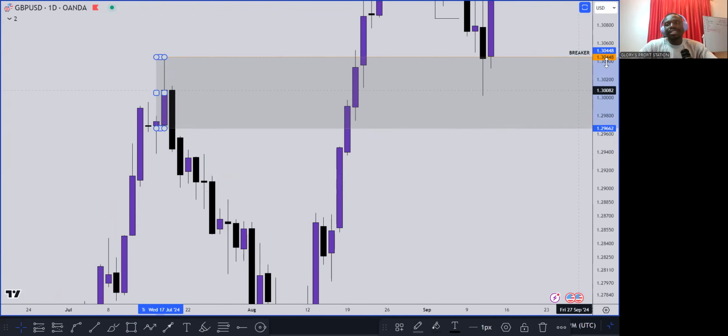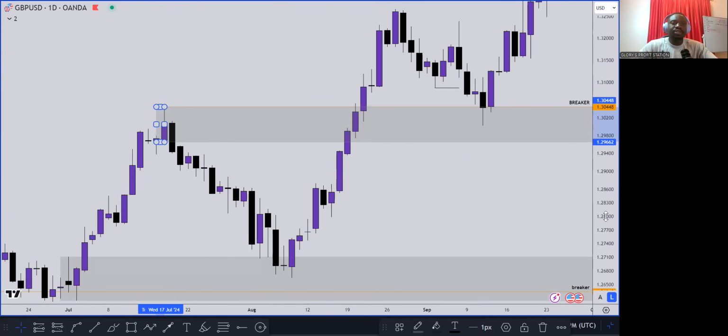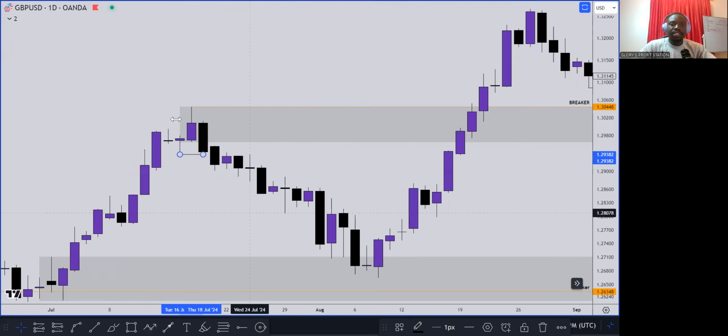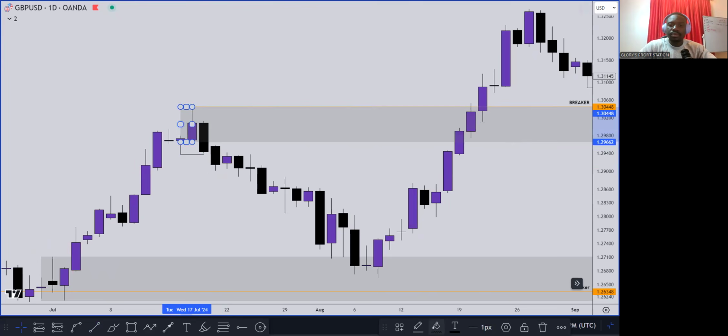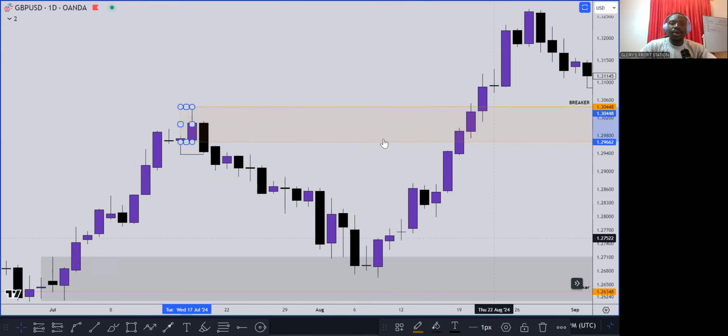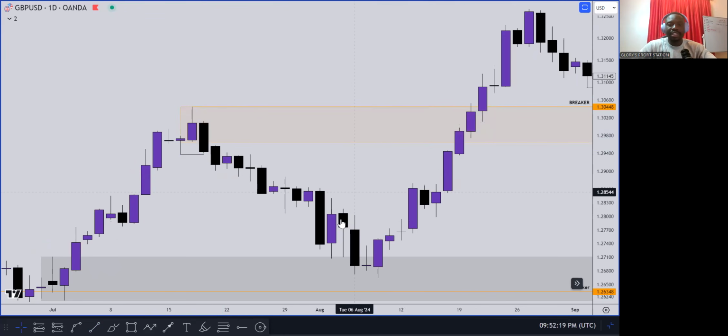Now, why is that a valid supply level, or is that even a valid supply level? Of course, it took our internal structure to the downside around here. This is a high, that's a low, that's a high. So there was kind of like a break of structure in here that made this level a supply level. All right, now if I change the template of this to breaker template, that whole area there is the breaker area.